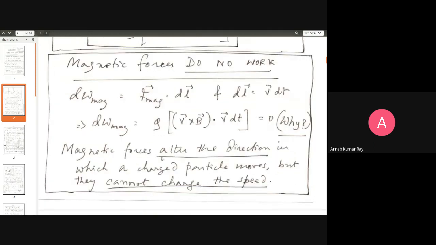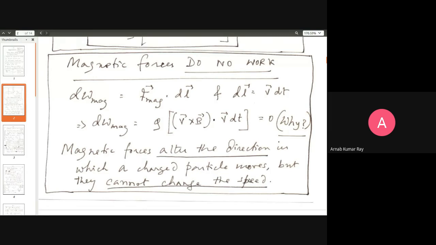So basically what happens then, magnetic forces alter the direction in which a charged particle moves, but they cannot change the speed. Why not? Let us try to see. On the application of a force, velocity will change. That is to be understood from Newton's first law. What does Newton's first law of mechanics say? Let us go back to that once again. The first law says that every object tends to maintain its state of rest or uniform motion along a straight line. Uniform motion means constant speed. Along a straight line means constant direction.